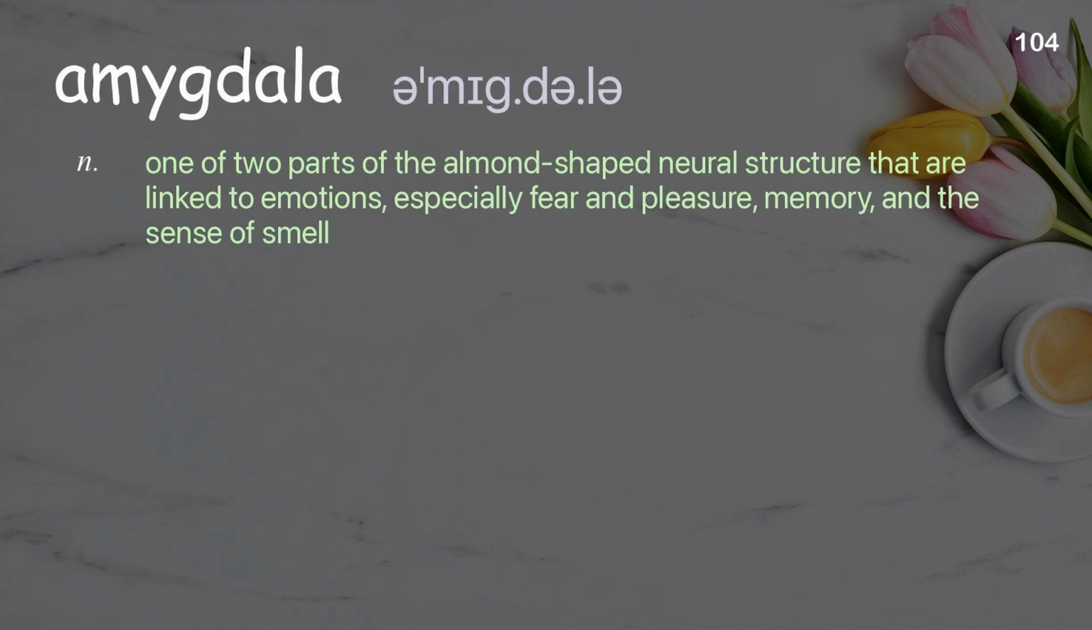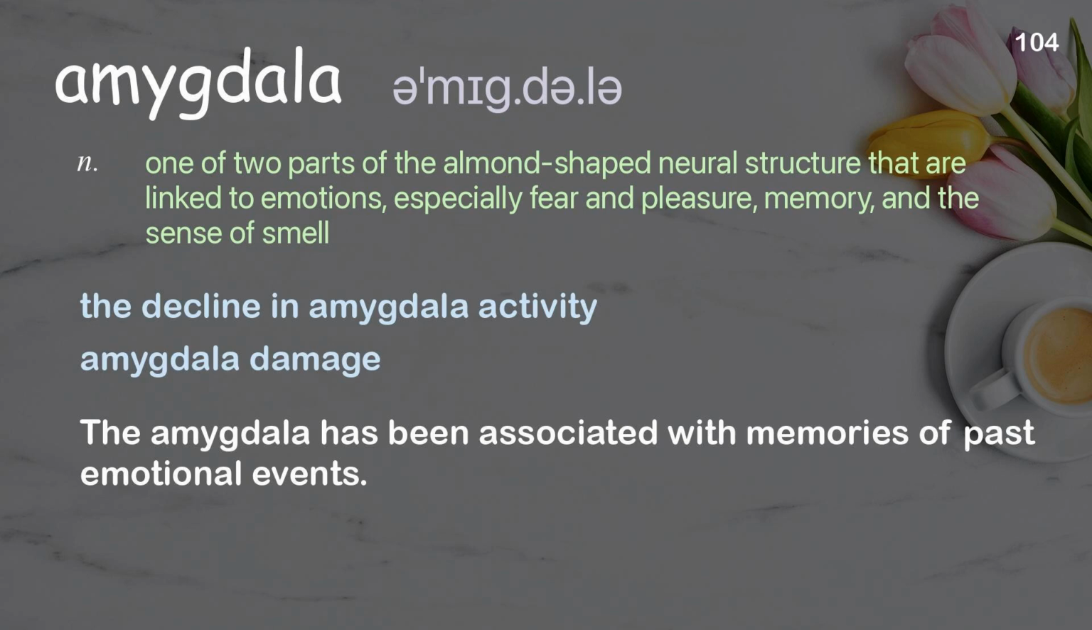Amygdala. One of two parts of the almond-shaped neural structure that are linked to emotions, especially fear and pleasure, memory, and the sense of smell. Examples: the decline in amygdala activity, amygdala damage. The amygdala has been associated with memories of past emotional events.